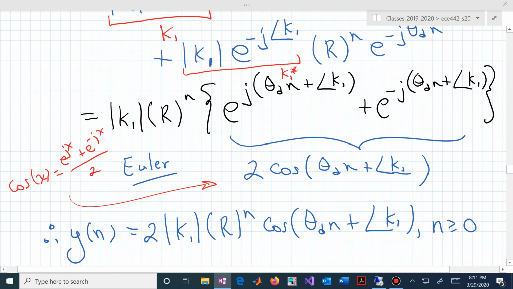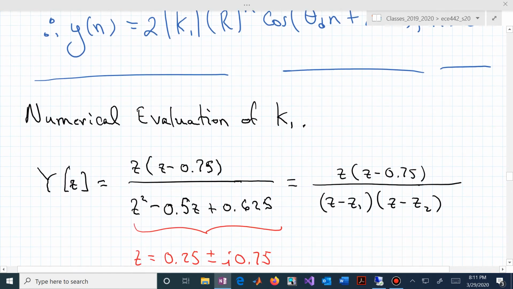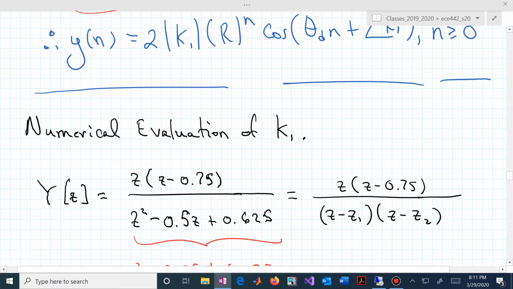Once we see that these complex exponentials collapsed down into a cosine, this 2 comes out front. We still maintain the magnitude of k1, we still keep this r to the n, and we have cosine of the argument in the exponent, theta sub d n plus the angle of k1, for n greater than or equal to 0. Let's now return to our earlier example and evaluate k1.